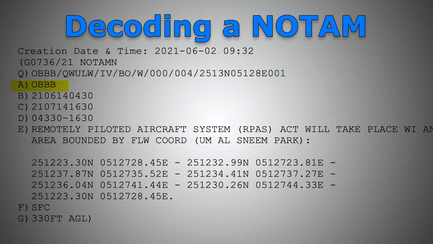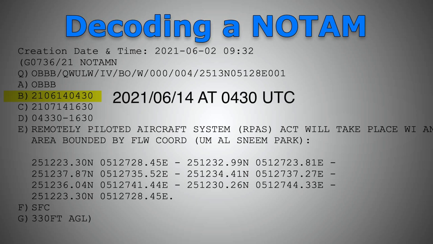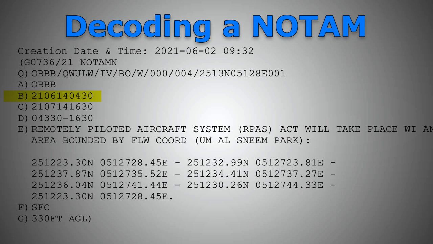Next, it's pretty straightforward. Again, like we said, it's just the plain text of what we just decoded. So let's continue. So the Alpha line, OBBB, is the Bahrain FIR. Then we have the schedule. So this NOTAM is scheduled from 2021, June 14th. And it will start and be in effect from 0430 in the morning, UTC again, guys. So we have here the date and the time for the start of the NOTAM.